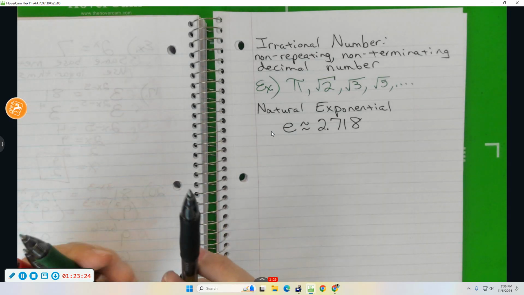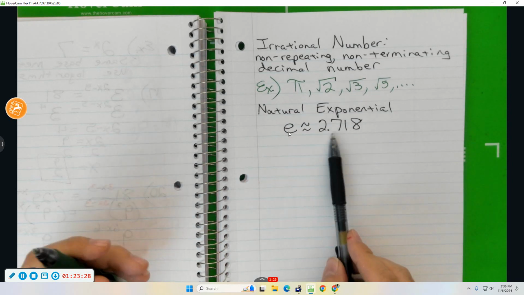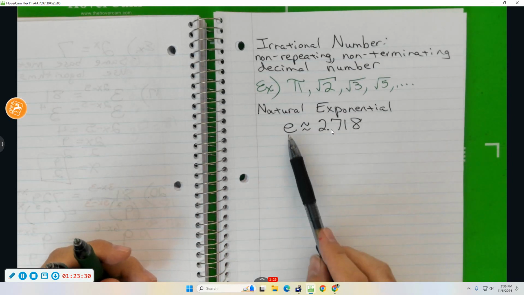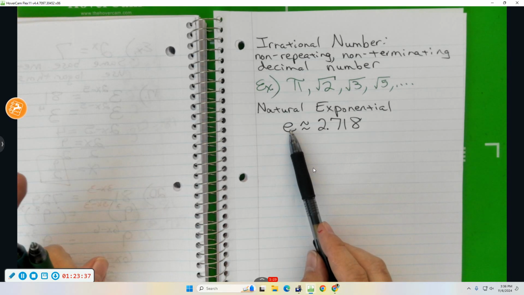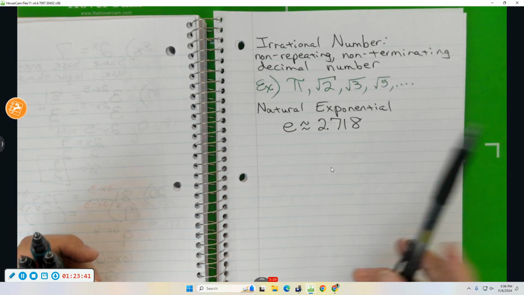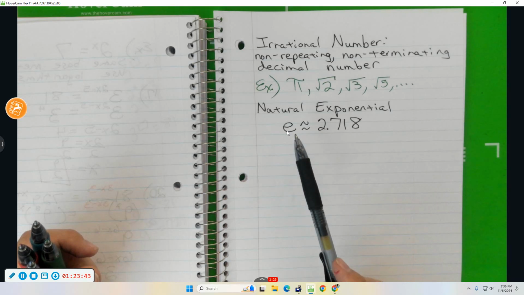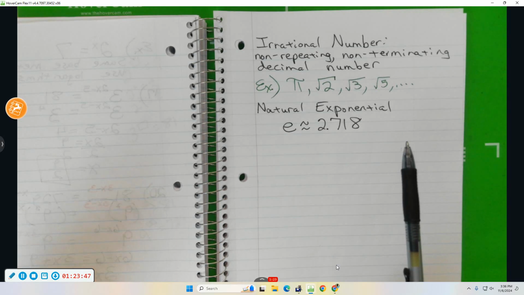Okay. For our purposes, you don't have to remember the approximation. You need to know that that letter e is not a variable. It's representing a number. e is irrational. You're not going to write e as a power of anything other than e. So if you have a base of e, you better have a base of e on both sides if you're going to use the same base method.